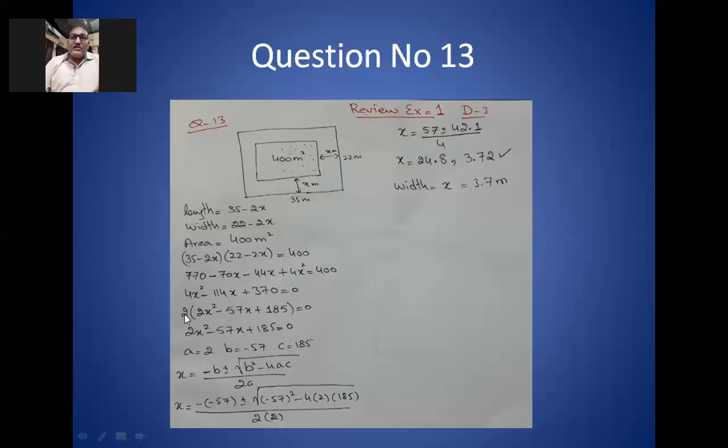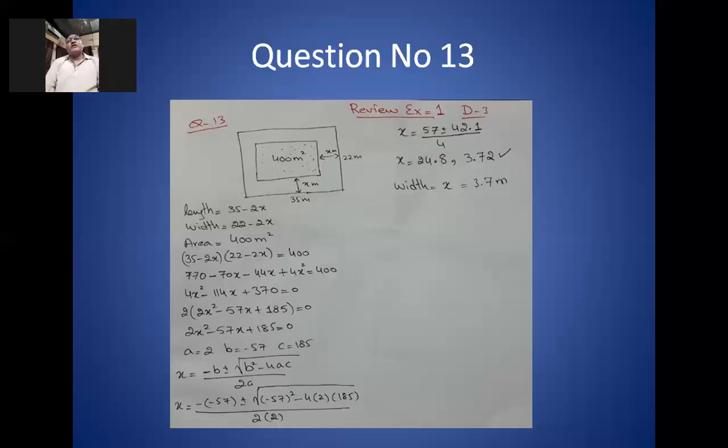So all of them, 2 can be taken as common. I've taken 2 common. So you will have 2X square minus 57X plus 185 equal to 0. This 2 will go on the other side. It will divide and it will become 0. This right side will still remain 0. So you have 2X square minus 57X plus 185 equals to 0. You can see this is a quadratic equation right now.